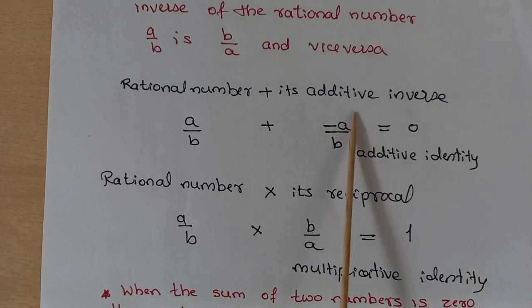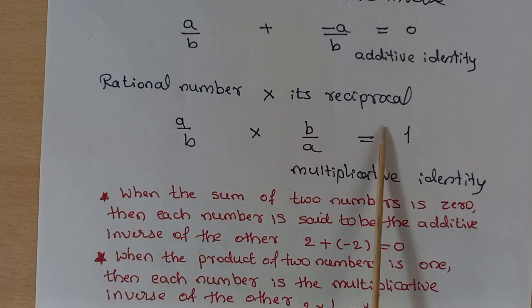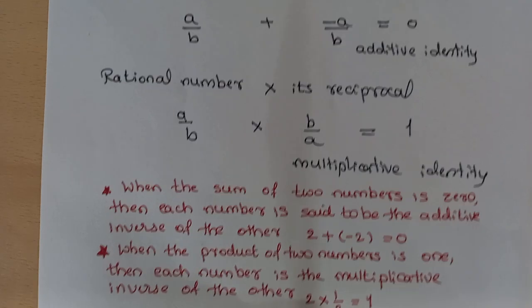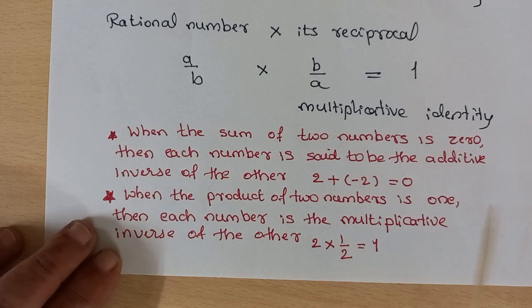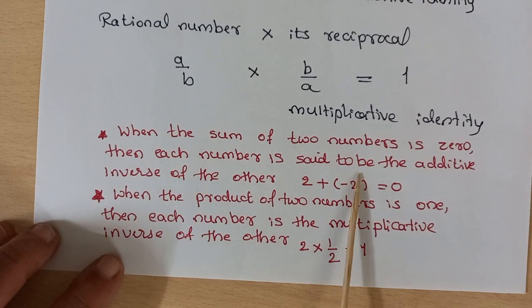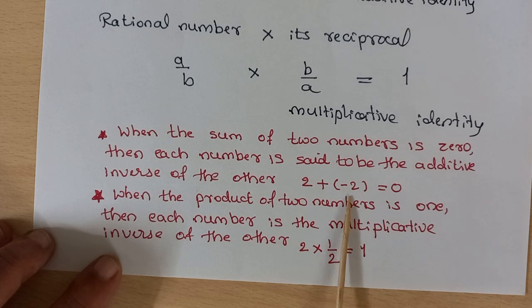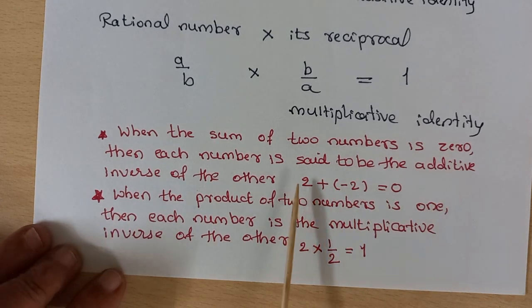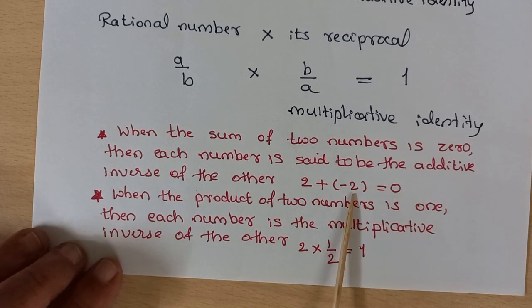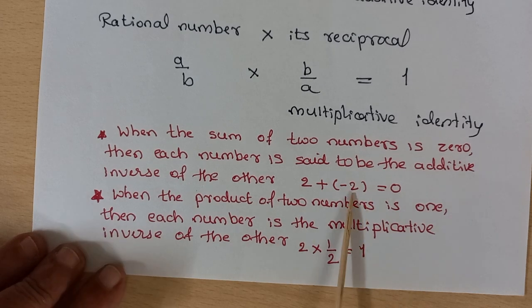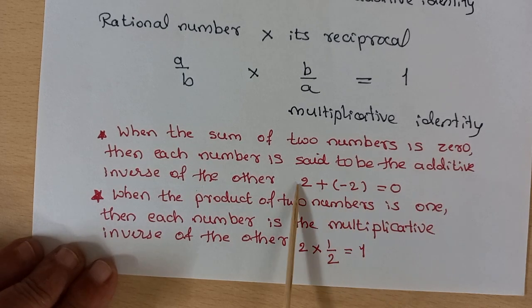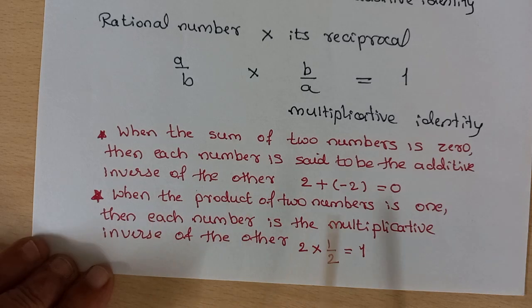Rational number plus its additive inverse is 0 and rational number into its reciprocal is 1. When the sum of two numbers is 0, then each number is said to be the additive inverse of the other. Here 2 plus of minus 2 is equal to 0. Therefore we say that 2 is the additive inverse of minus 2, or minus 2 is the additive inverse of 2. When the product of two numbers is 1, then each number is the multiplicative inverse of the other.